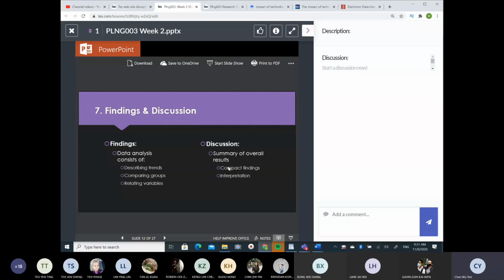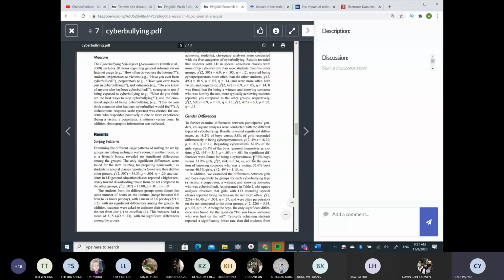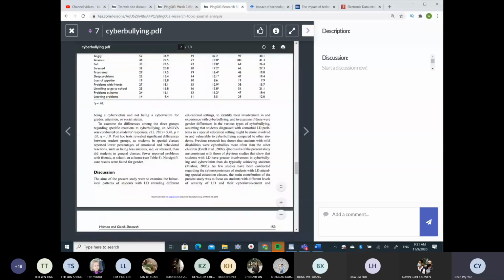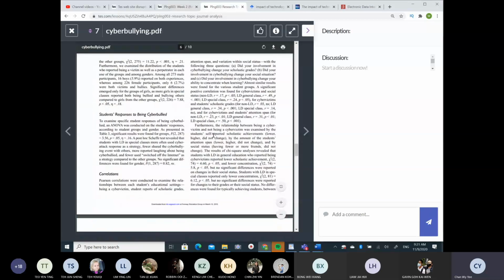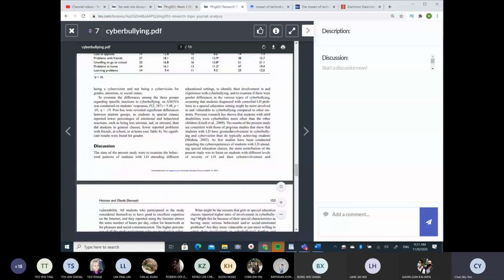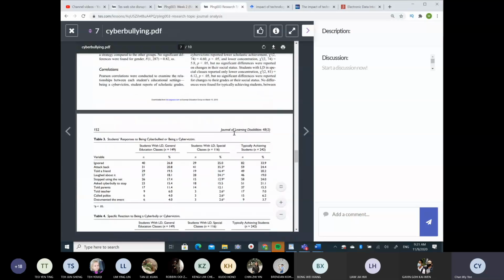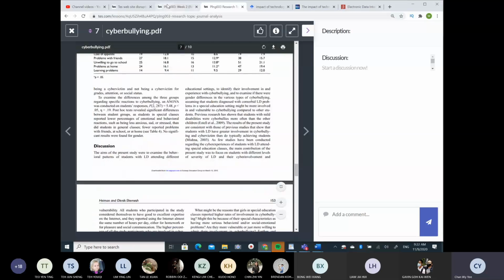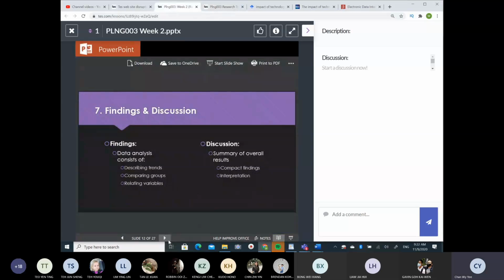Then discussion: a summary of overall results, compact findings, interpretation. You are going to go through it again in a very quick and brief manner. You won't be writing all the statistics again. You will just be writing an interpretation of what the statistics, tables and figures mean. This is for discussion.